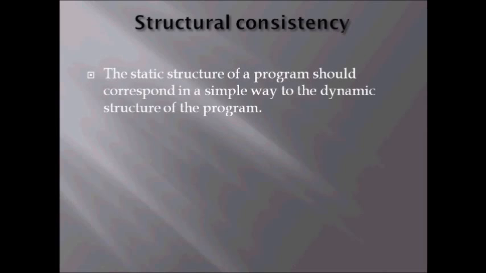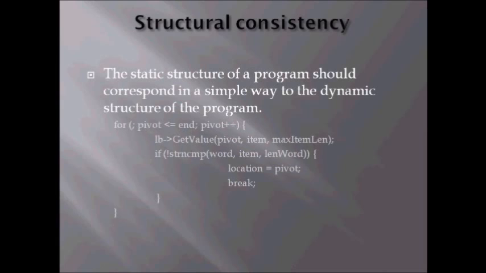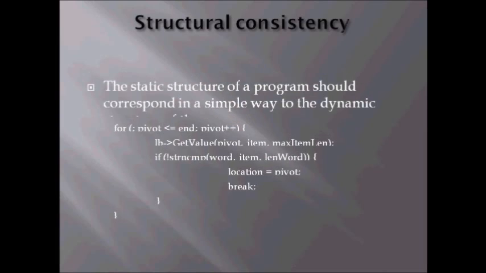Structural consistency. The static structure of a program should correspond in a simple way to the dynamic structure of the program. All looping structures support the principle. By looking at the static structure, the output can be decided. As you can see, in the following for loop, by looking at its structure, we can decide what the output is.